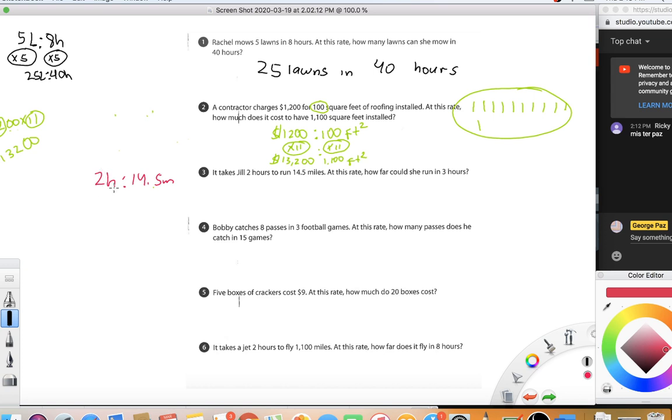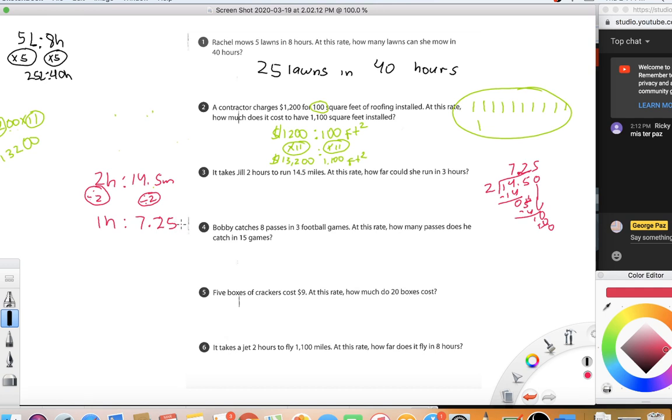So first we're gonna figure out how much 1 hour is, and we can do that easily. 2 divided by 2 gives me 1. So now I need to do 14.5 divided by 2. I'll do it on this side. 7, 14, bring down the 5. 2 times 2 is 4. Add a 0, 10. 2 times 5 is 10. So when we divide this by 2, we get 7.25.